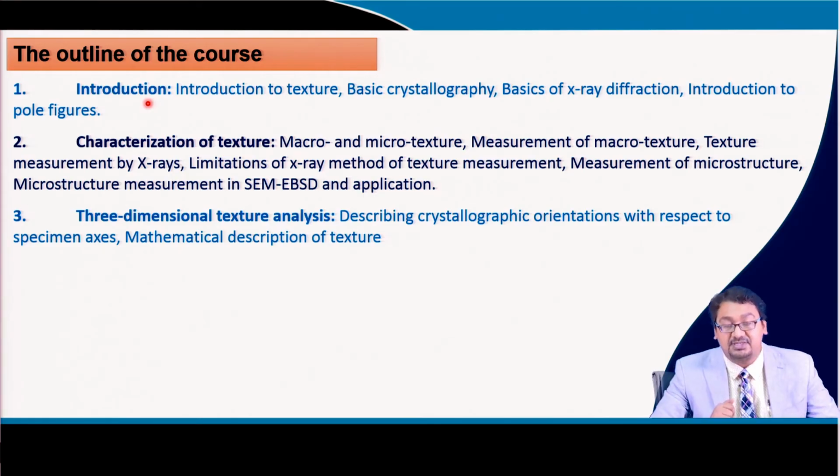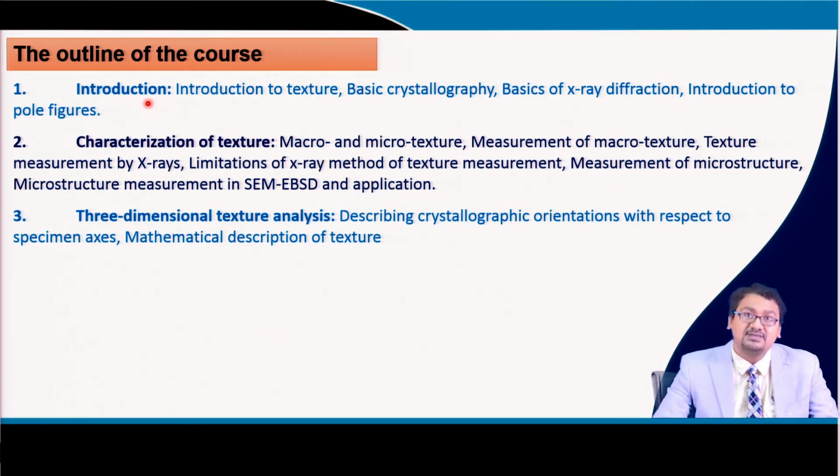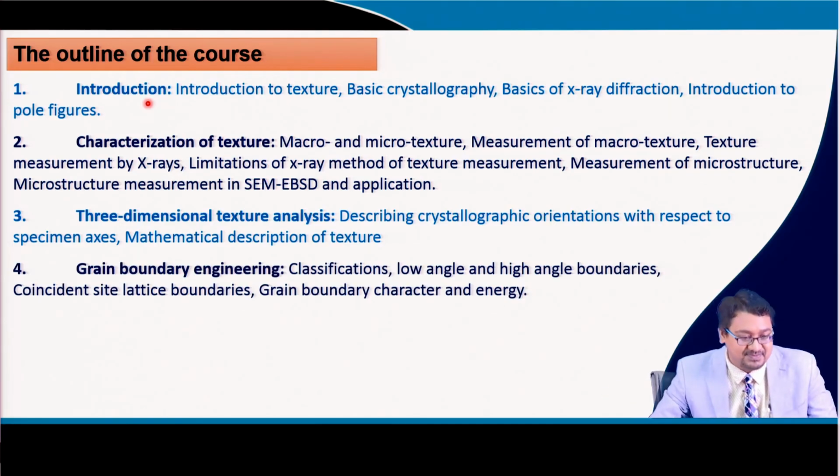3-dimensional texture analysis will be done in the third chapter. Here we will describe the crystallographic orientation with respect to the specimen axis, that is the important sample reference axis, and we will describe mathematically the texture in terms of pole figure, inverse pole figure, orientation distribution function, Euler space, orientation matrices and Miller indices.